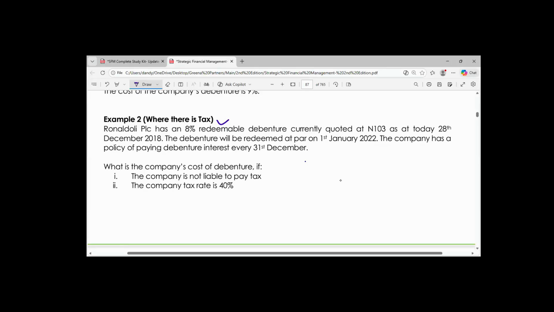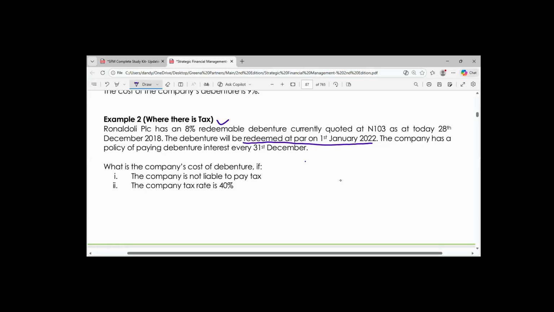First, in this question, you need to check the nature of the debenture. What kind of debenture is this one? Is it redeemable or irredeemable? Like I mentioned earlier, the fact that debt is redeemable does not make it a redeemable debt. What makes it redeemable is if the redemption date is given. So in this question, we are told that the debenture will be redeemed at par on 1st January 2022. So we can confirm that this is a redeemable debenture.